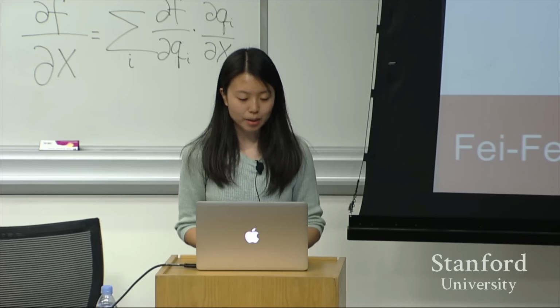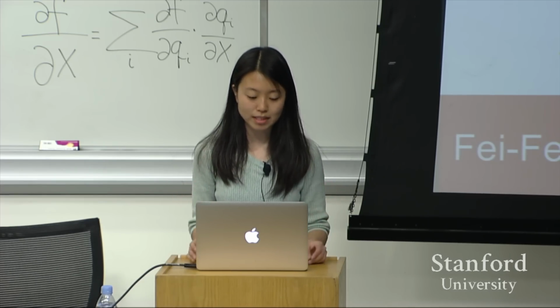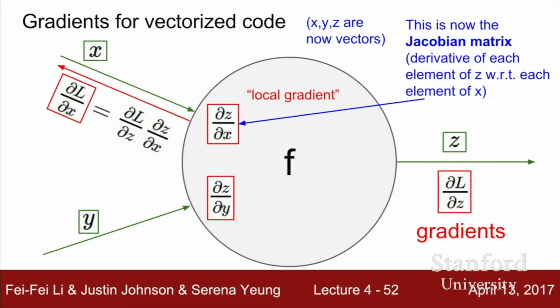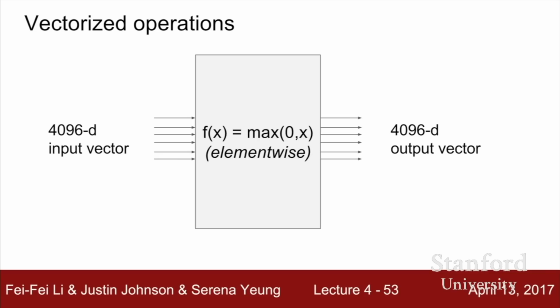Okay, so now that we've done all these examples in the scalar case, we're going to look at what happens when we have vectors. Now for variables x, y, and z, instead of just being numbers, we have vectors for these. Everything stays exactly the same, the entire flow. The only difference is that now our gradients are going to be Jacobian matrices. These are now matrices containing the derivative of each element of, for example, z with respect to each element of x.